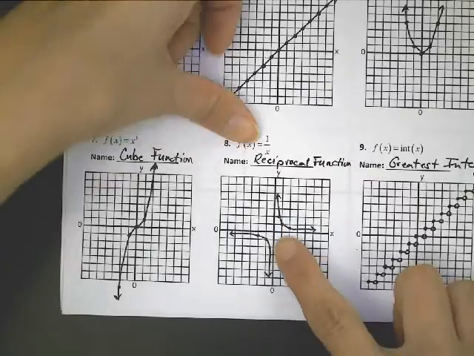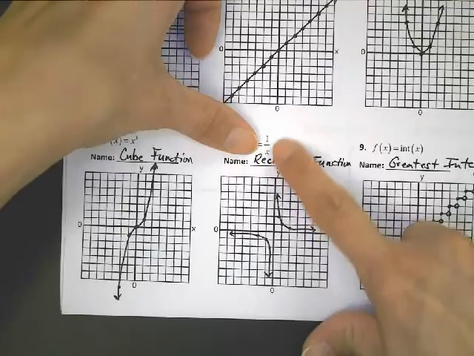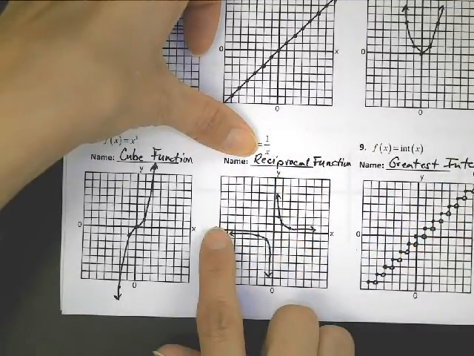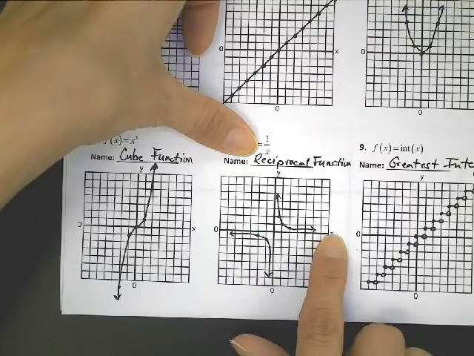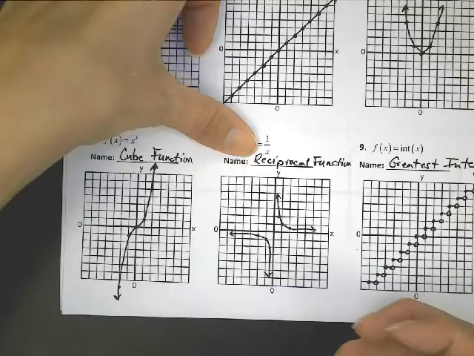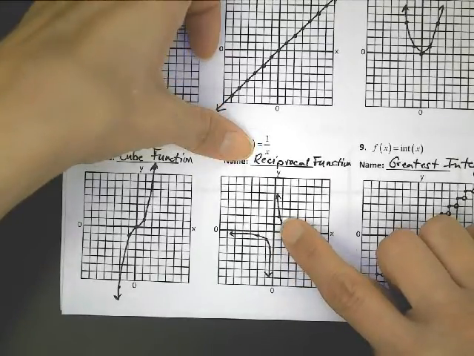The reciprocal function right here does not touch 0. You cannot put 0 in the denominator, so that's going to be an asymptote. It also has an asymptote right along the x-axis. So it does not touch either of these axes, unless, of course, it's shifted a little bit. But the basic one, 1 divided by 1 is 1.